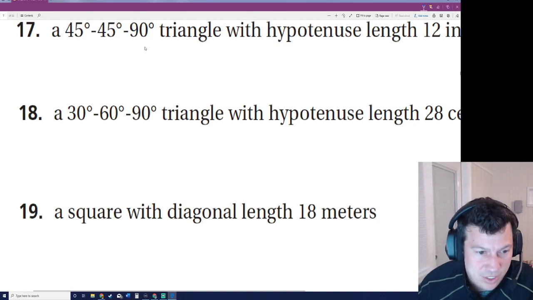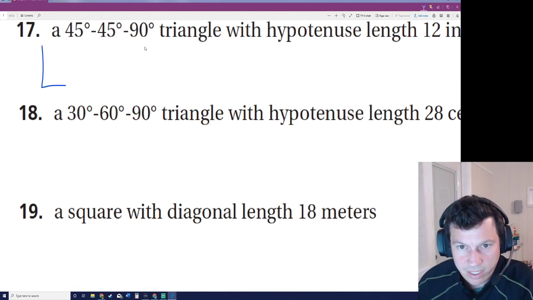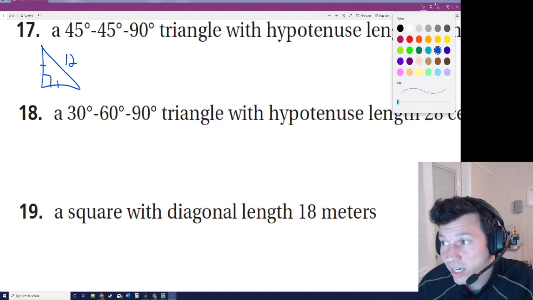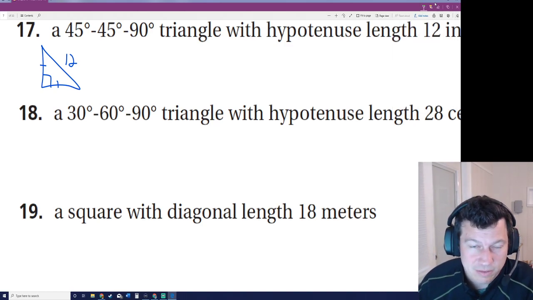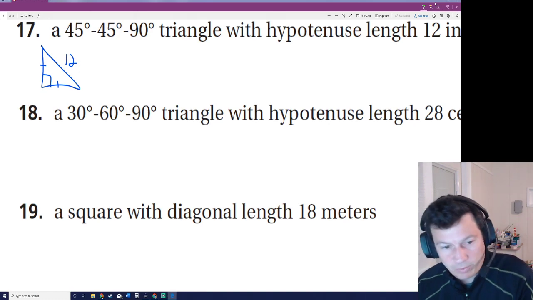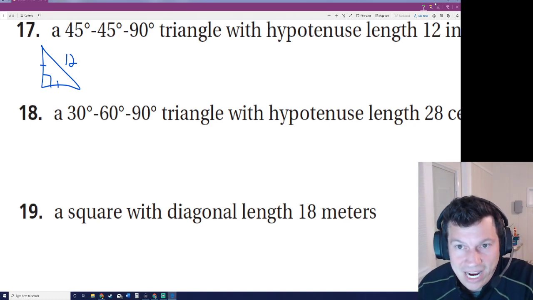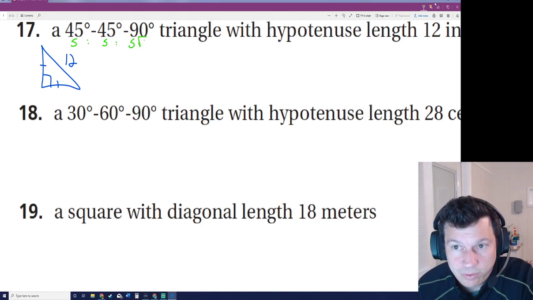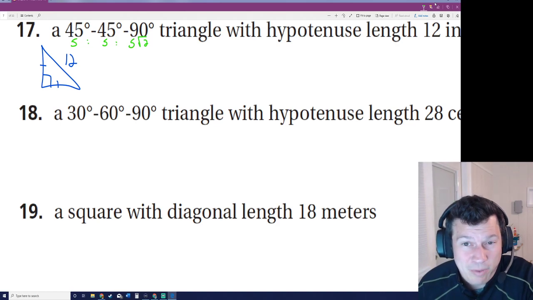So again, I definitely would sketch this out. We get a little right triangle. We know it's 45, 45, 90, and the hypotenuse is 12. My next step is I need to know 100% what the side ratios of 45, 45, 90 special right triangles are. Opposite the first 45, I'm going to call S. Opposite the second 45, I'm going to call S. They have to be the same because the angles are the same. And then, of course, opposite the 90 is S times root 2. So there are my ratios. I'm just going to label my diagram. So this is S, and this is S root 2.